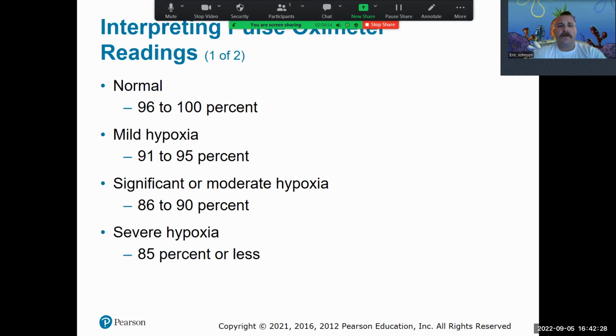So these are the numbers that you need to look for. Normal, they say that normal is 96 to 100%. Mild hypoxia is 91 to 95%. Significant or moderate hypoxia is 86 to 90, and severe hypoxia is 85% or less. Sure, these are great numbers. These numbers are certainly something that you can use.